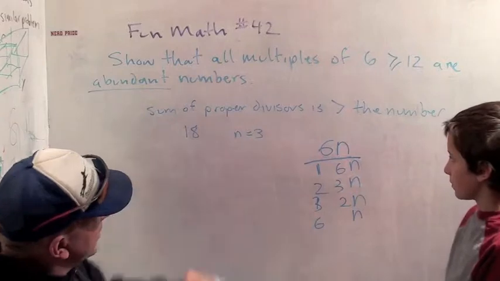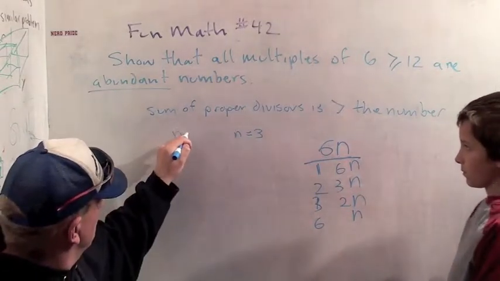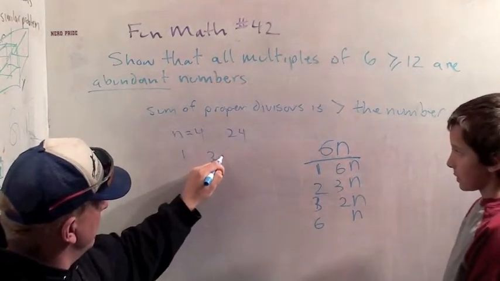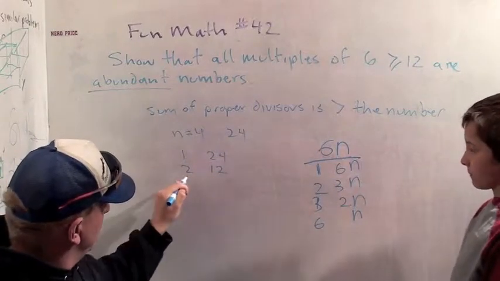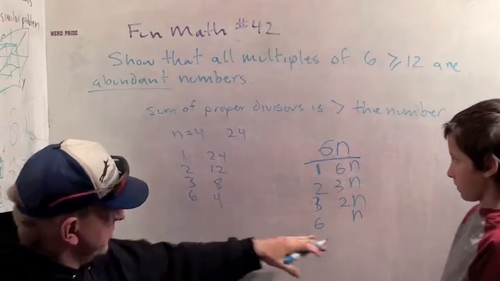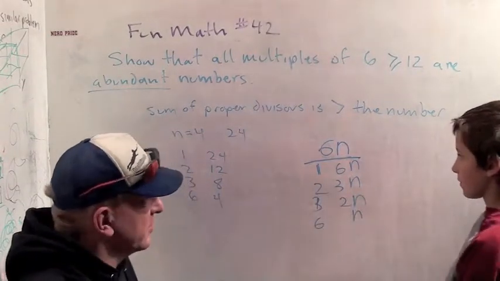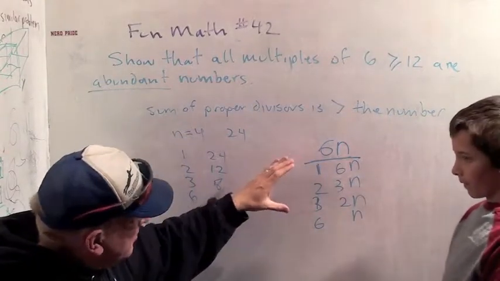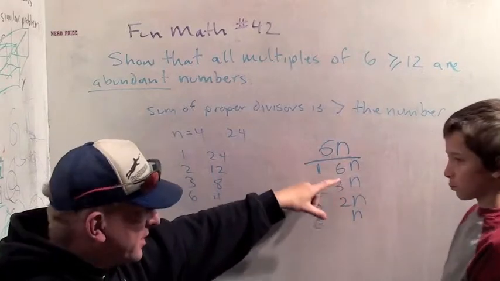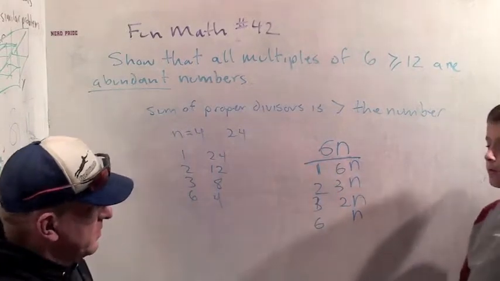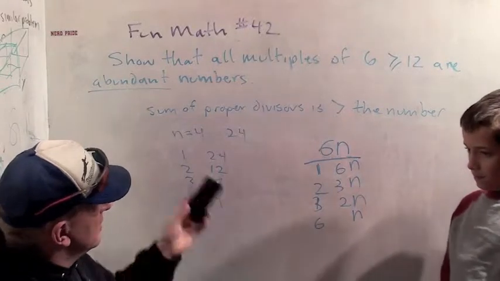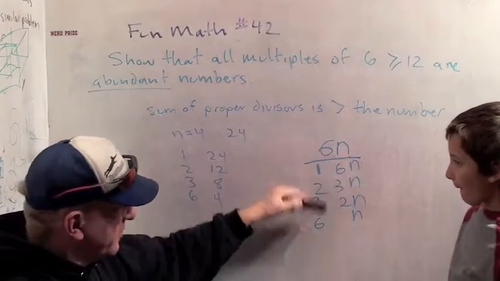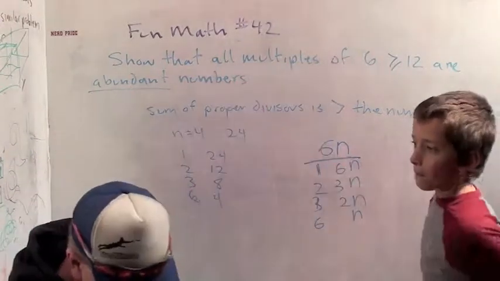Now let's see when n is 4. We would be at 24. We would have 1 and 24, 2 and 12, 3 and 8, and 6 and 4. So we'd be good now. Now your reasoning would work. So you just have to be careful when you're doing these proofs to make sure the abstract stuff works for small numbers. The small numbers are the harder ones. So we just had to check 12 and 18, and your method worked for anything bigger than 24. Good job.